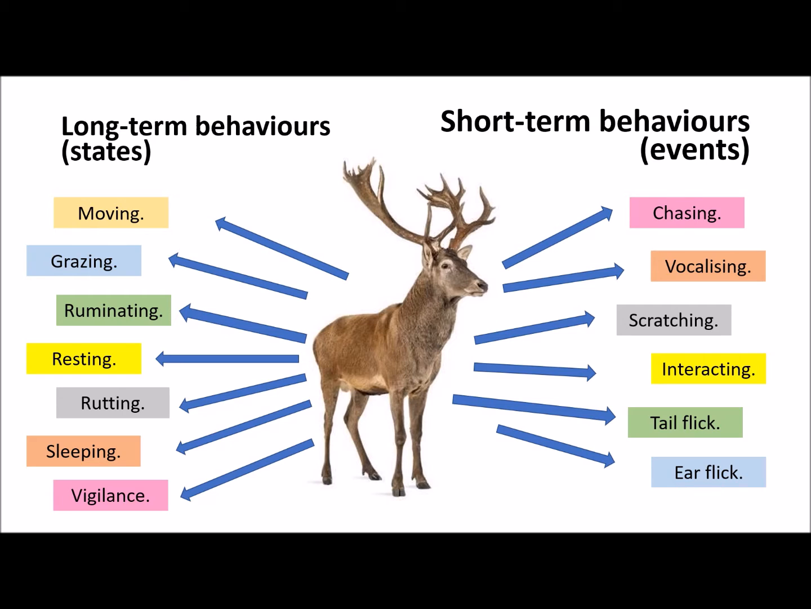Short-term behaviors or events are instantaneous, happen very quickly, and are very difficult to time or record as a moment of time, so they're normally counted. These event behaviors could be chasing, vocalizations, scratching or interacting, and then things like posturing, such as flicking ears or flicking the tail of the animal. This would be counted and help us to further understand the long-term behaviors, the state behaviors that are listed on the left-hand side. So we know how to define behavior and we know how to categorize behavior.